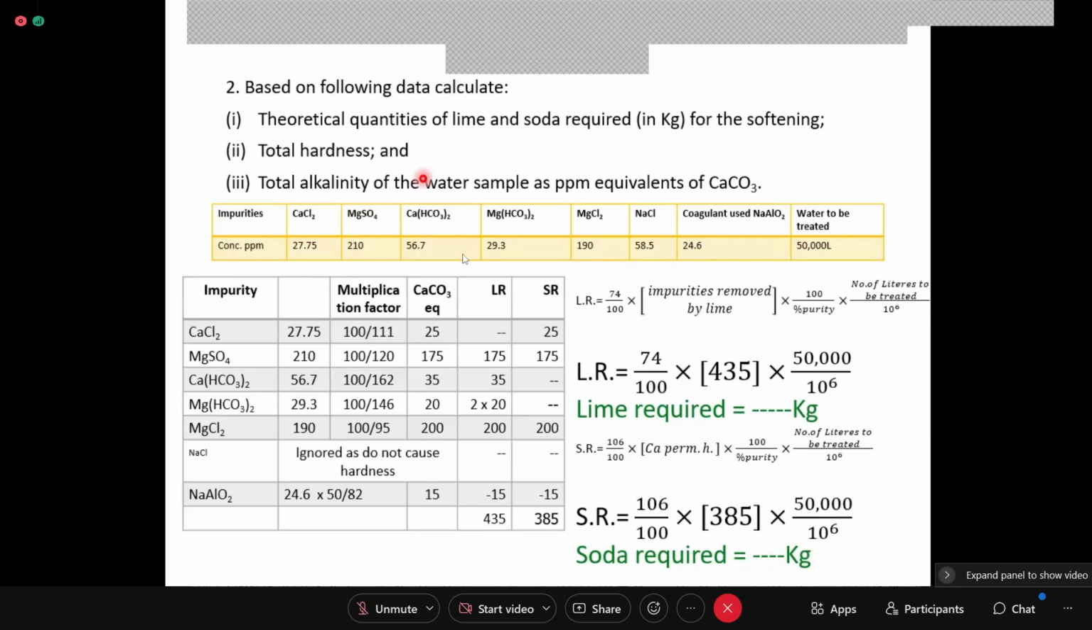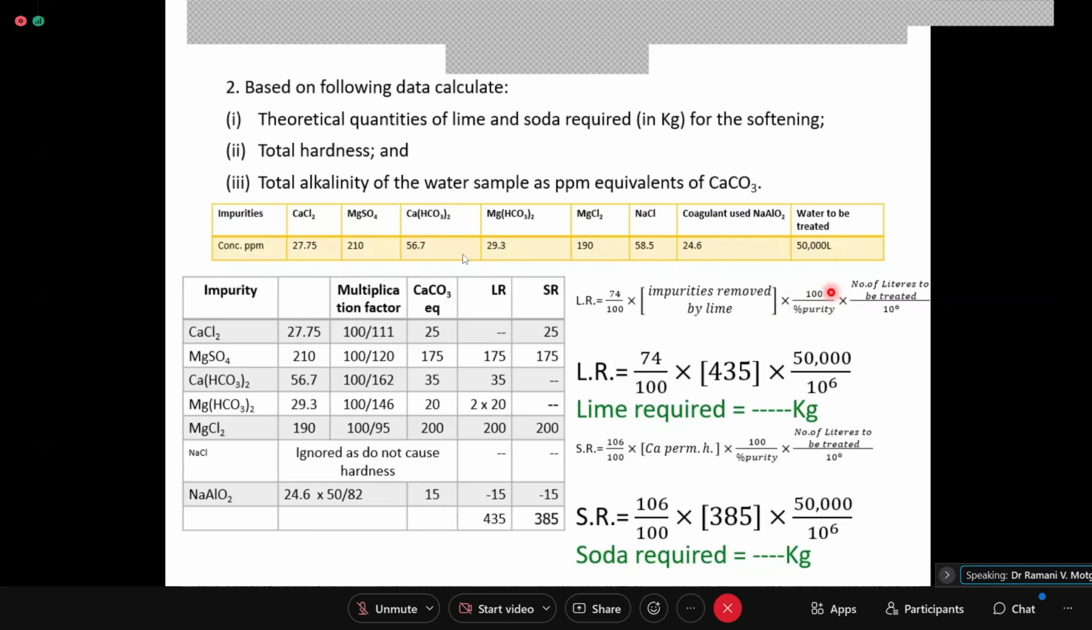Percentage purity is not given in the second problem, so this purity factor, you see one student is asking how the percentage purity is calculated. Now the purity factor is 100 by percentage purity. Now if in the numerical there is no mention of percentage purity of lime and soda, then you need not consider anything as the purity factor. Okay, this part you don't have to consider. Are you getting?